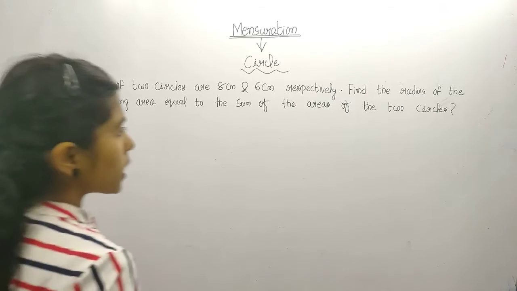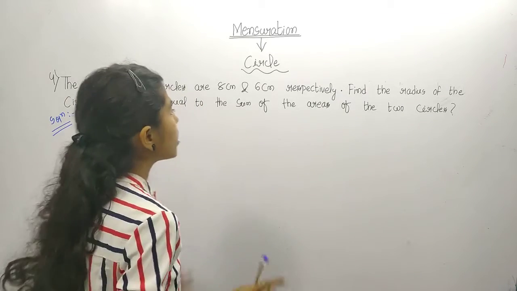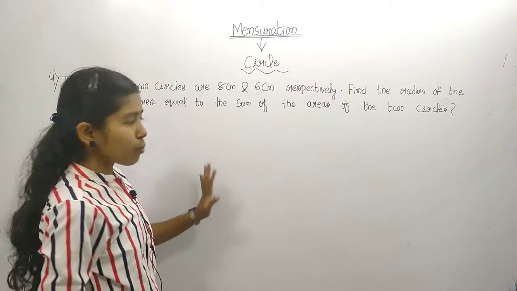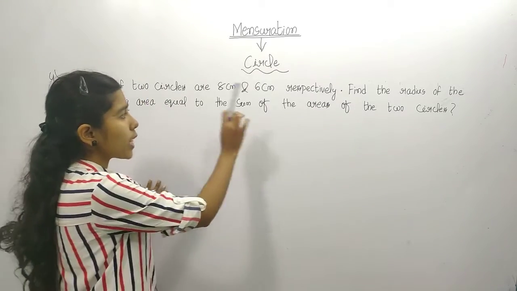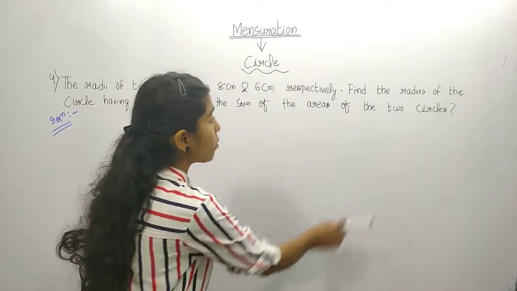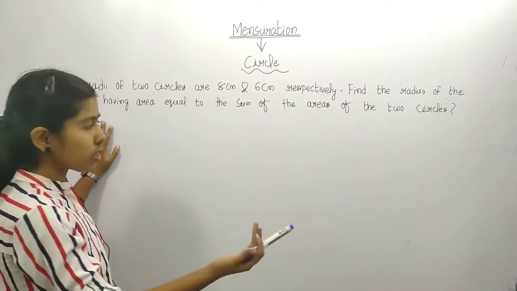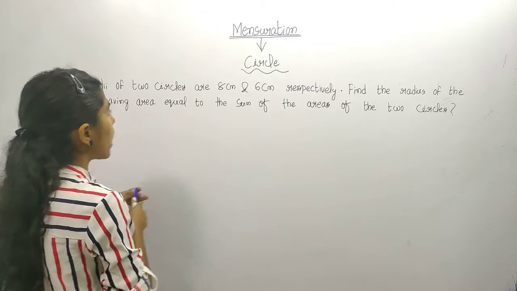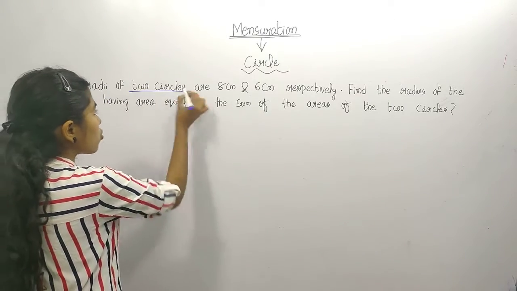So let's come to the next question. Here you see what is given. The radii of two circles are given. Those are 8 cm and 6 cm. You have to find the radius of the third circle, whose area is equal to the sum of the areas of the first two circles.